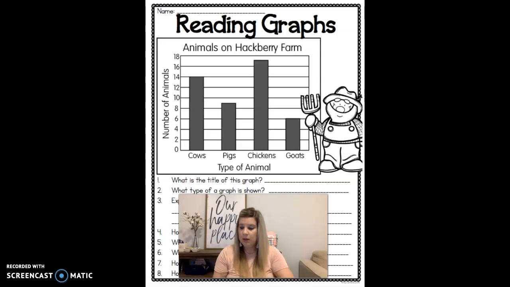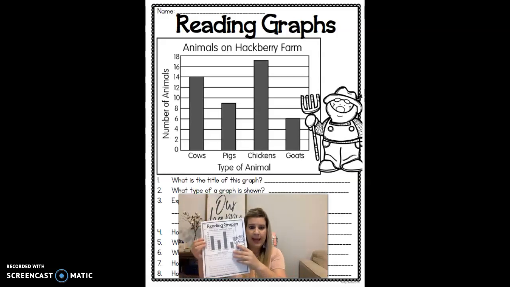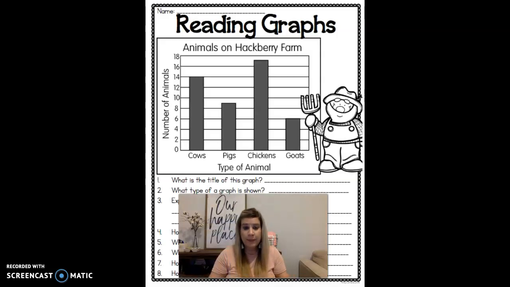So first of all, when we talk about the two types of graphs that we've learned about, we have learned about pictographs and bar graphs. So let's take a look at this. Are they using pictures or bars to organize information at the top of the graph? Okay, very good. I see bars. So this would be a bar graph. In this graph, they are using bars to organize some information.